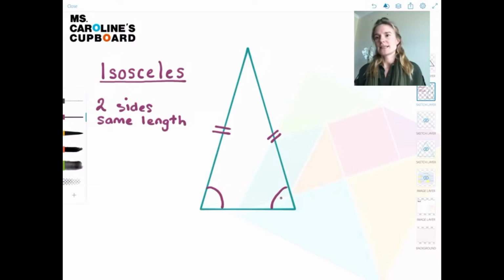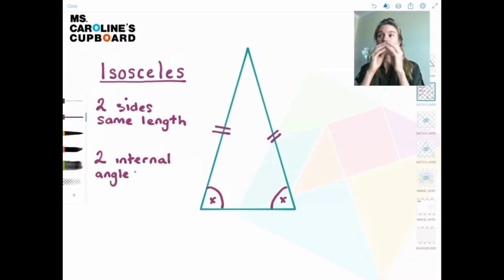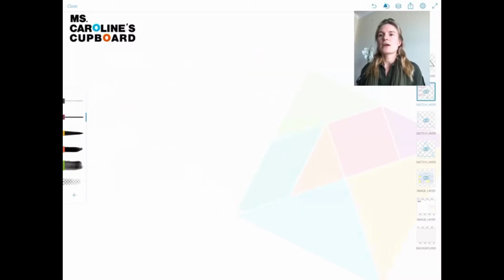What else can we see here? What can you tell me about these two angles down the bottom? Do they look similar to you? Because they are. We have two internal angles, which means the angles on the inside of the triangle, two internal angles which are the same. The one right at the top is not the same. That's much more of an acute angle, isn't it? But these bottom two are the same. So those are the features of an isosceles triangle.